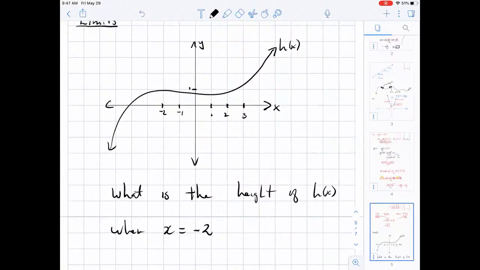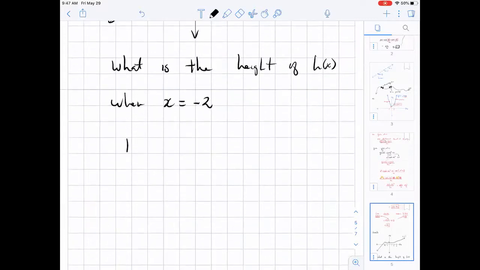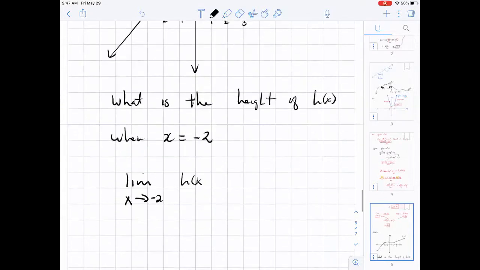Approximately 0.9. You always gotta make my life difficult. Here, how about that now? 1. All right, now he tells me 1. Yeah, it was close to 1. At -2, you go up. The height of the function is 1, isn't it? Yes. So this is the same as if I ask you the limit as x approaches -2 of h of x. And that is equal to 1.